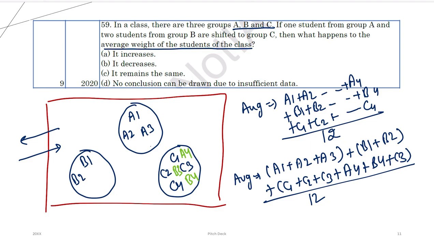So the average weight of the students of the class has not changed. Why? Because no one has left the class and no one has entered the class. They have just changed seats. I hope this is clear. This is a trick question. You don't have to get confused.